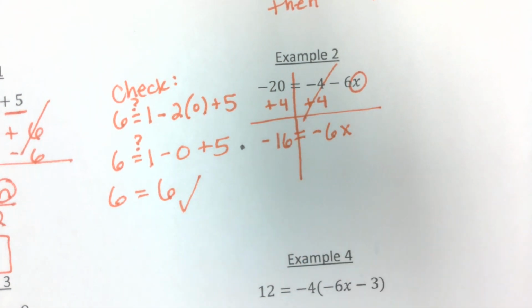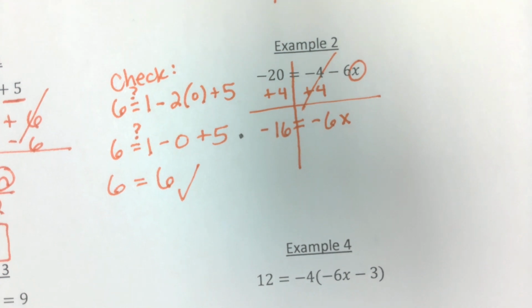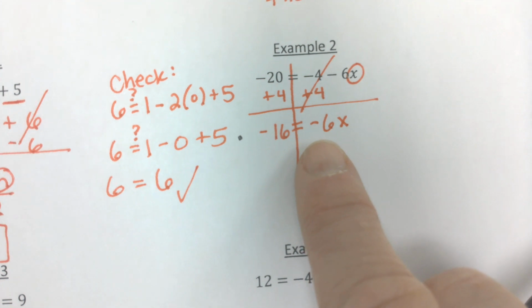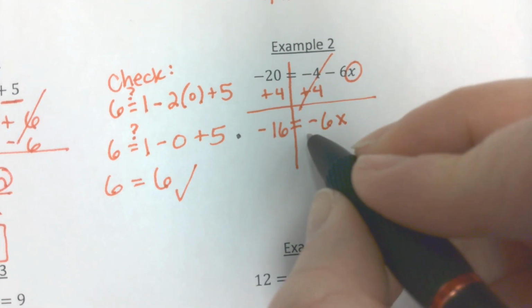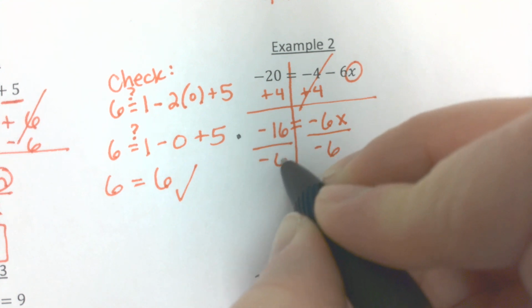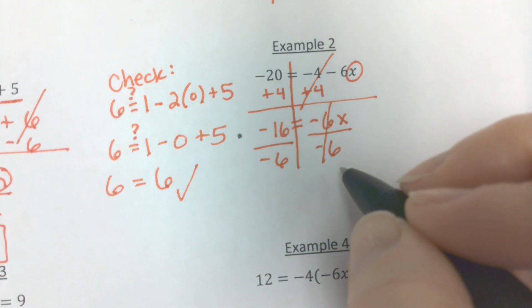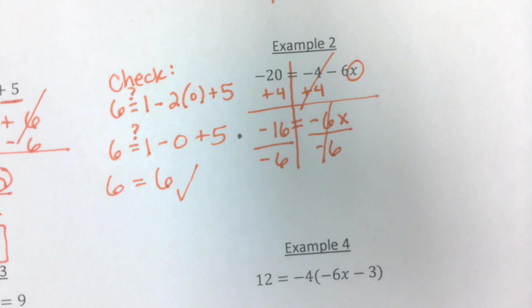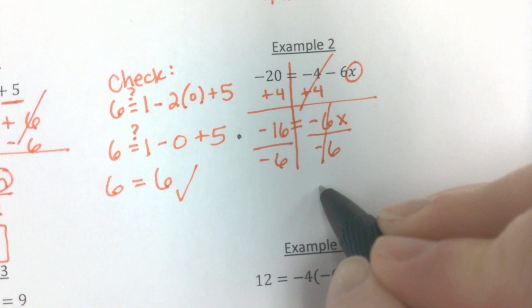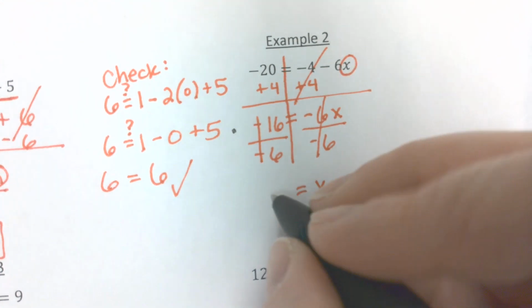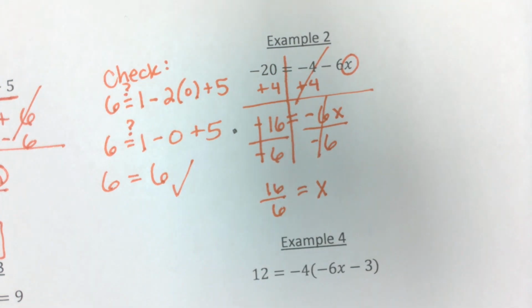Negative 6x. So we did the add, subtract. Now we do the multiply, divide. This is multiplication, so we're going to divide by a negative 6. But you might be like, oh, that's not an answer. Like, I can't divide that. Well, it's okay if you get a fraction as an answer. So this is going to be x equals, well, negative divided by a negative becomes positive. So 16 over 6.